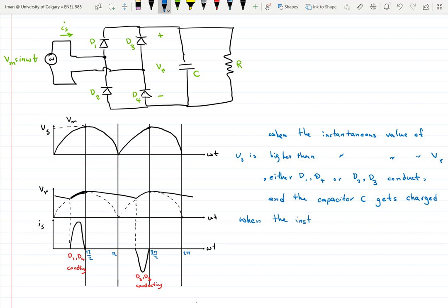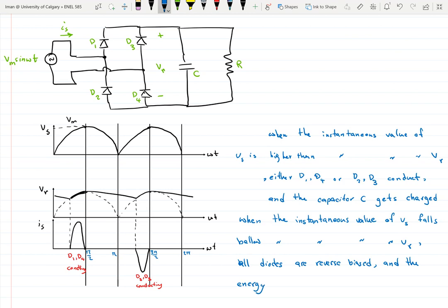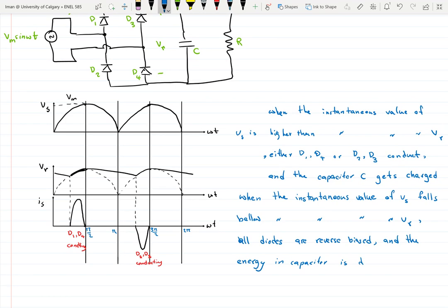When the instantaneous value of V_s falls below the instantaneous value of V_R, all diodes are reverse biased. And the energy in the capacitor is discharged through R.